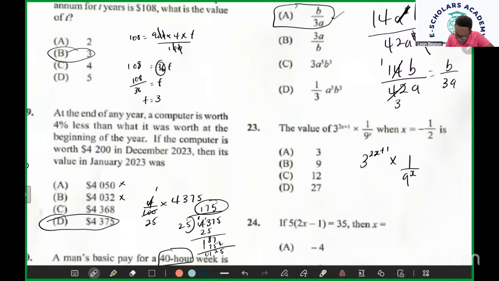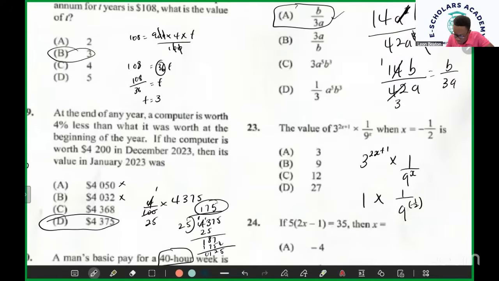So let me work this out. Let me work with this piece. 3 raised to the 2 times negative 1 over 2, plus 1. So 2 times a negative half would be negative 2 over 2, which is negative 1, plus 1, which should be 0. So this would be 3 raised to the 0 power, which is 1. So times 1 over 9 raised to the negative 1 over 2 power.